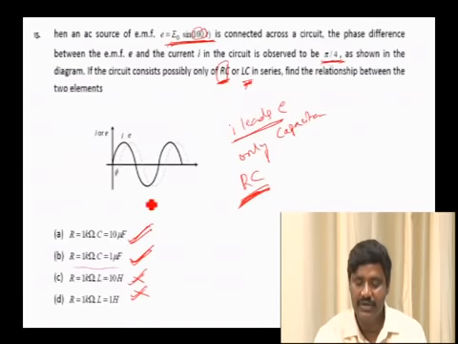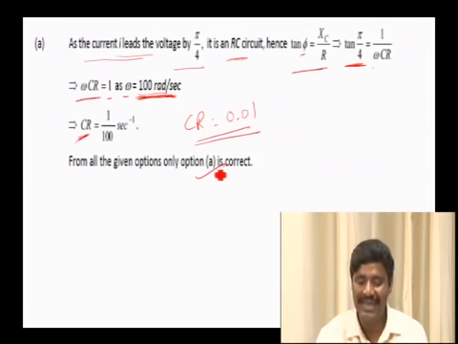So check the 2 options. For which combination do we have the CR product as 0.01? It is only for option A.